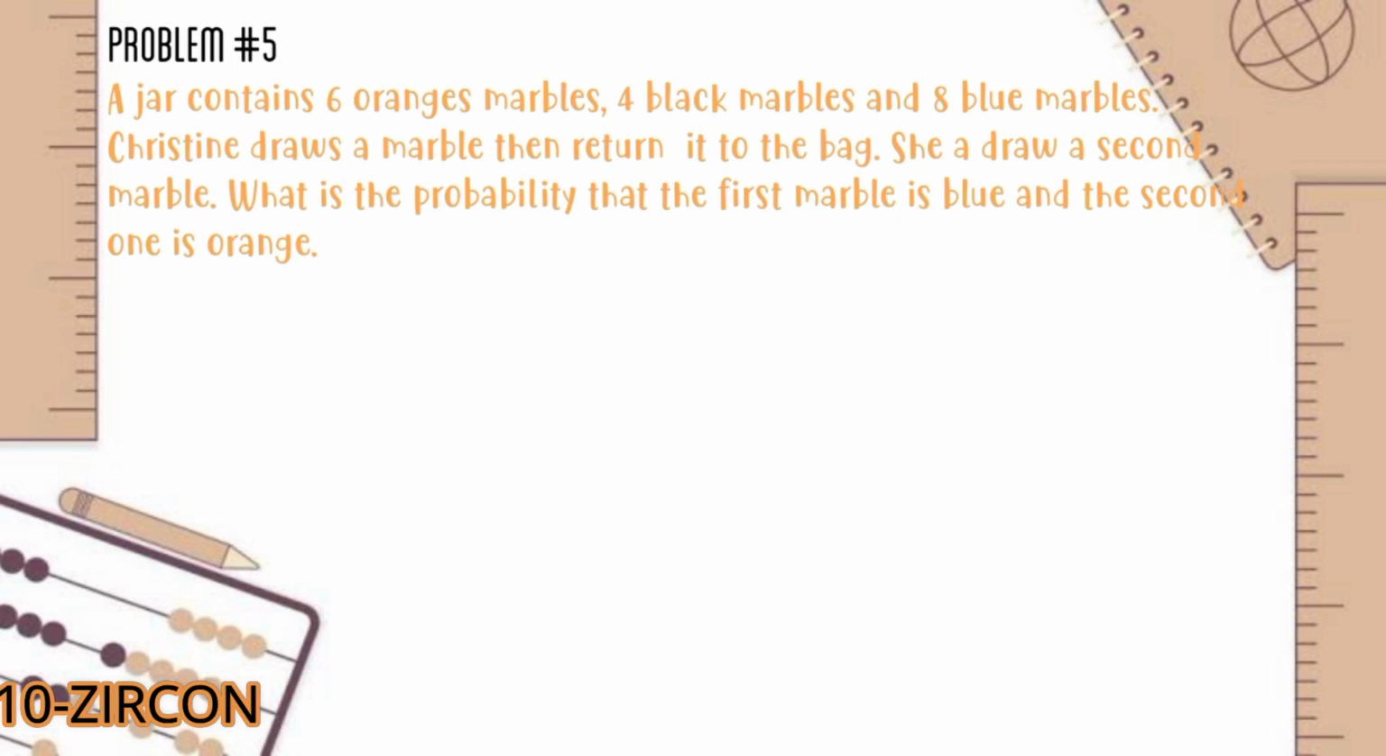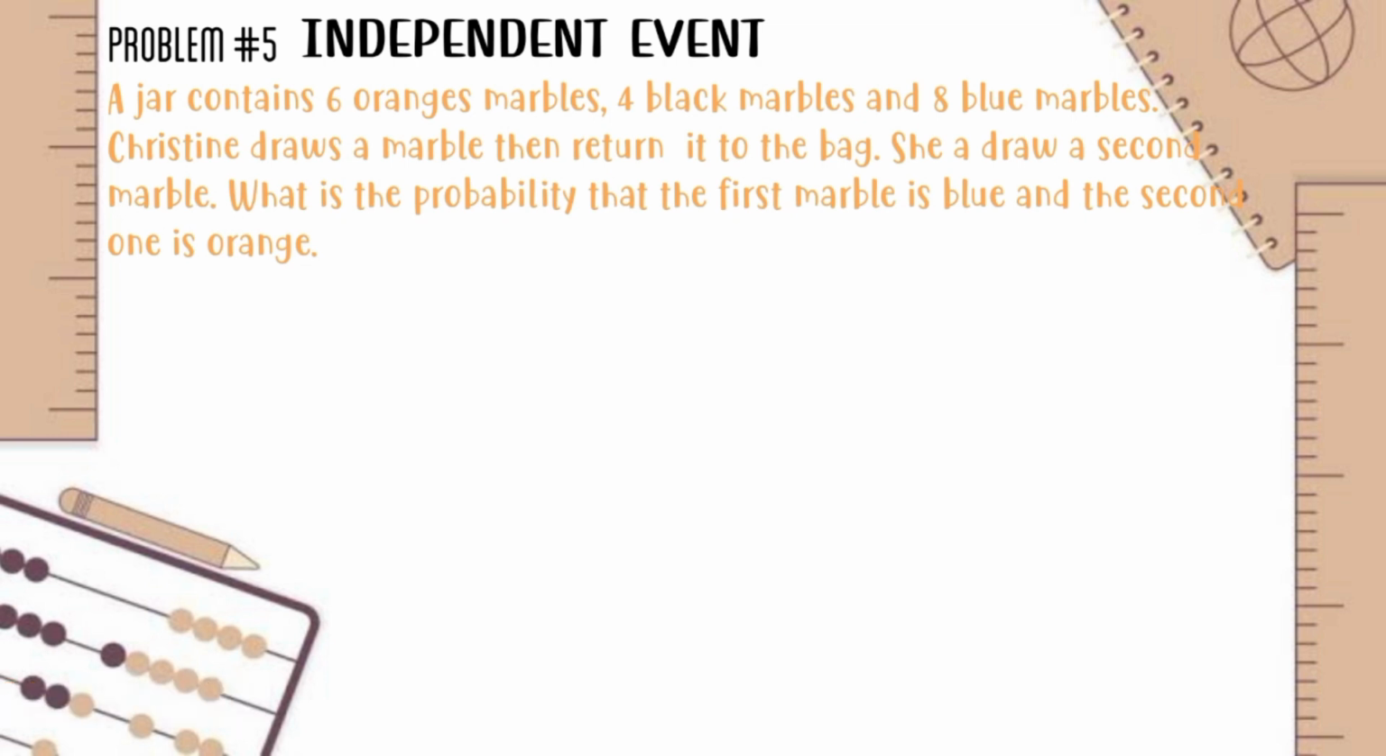What is the probability that the first marble is blue and the second one is orange? Sa tingin nyo, ito ba ay independent events or dependent events? Yes, ito ay independent events dahil sa keyword na return it to the bag. Kaya ang gagamitin nating formula ay probability A and B equal probability A times probability B.